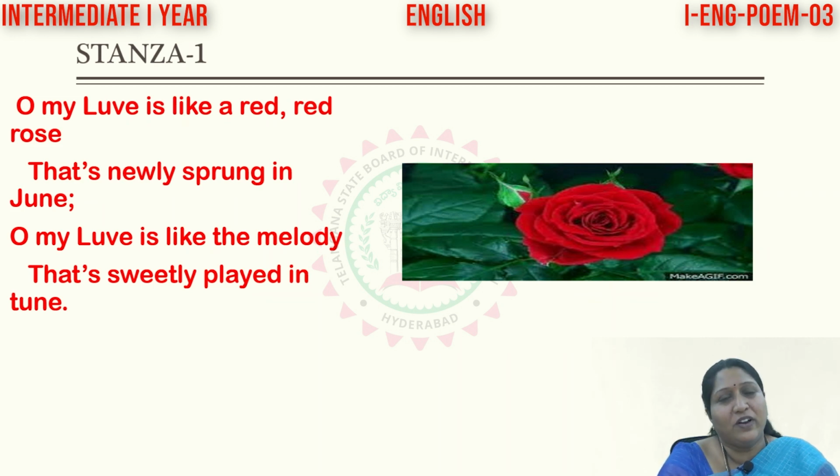Let me read stanza one for you, dear children. Oh, my love is like a red, red rose that's newly sprung in June. Oh, my love is like the melody that's sweetly played in tune. Now, here he is comparing his love. As we've already discussed, he is comparing his love to a rose, and especially to a newly sprung rose, and that too in the month of June.